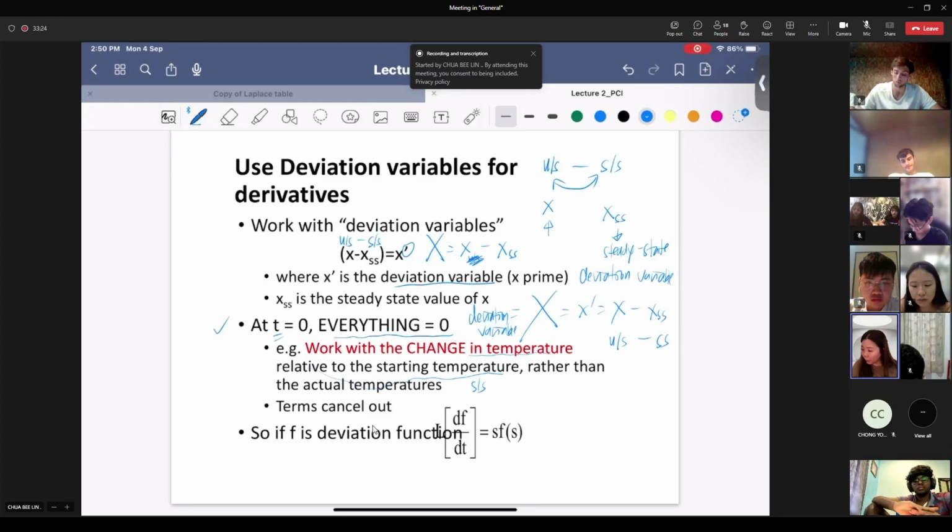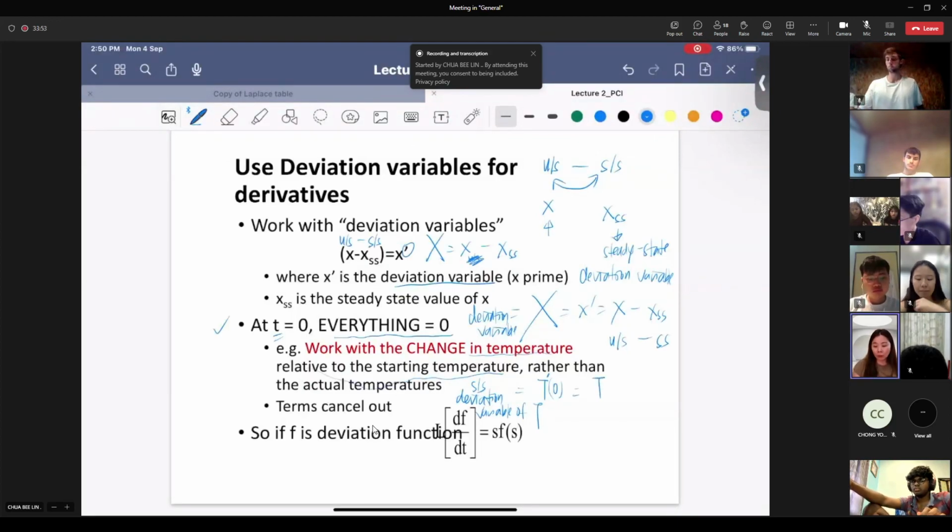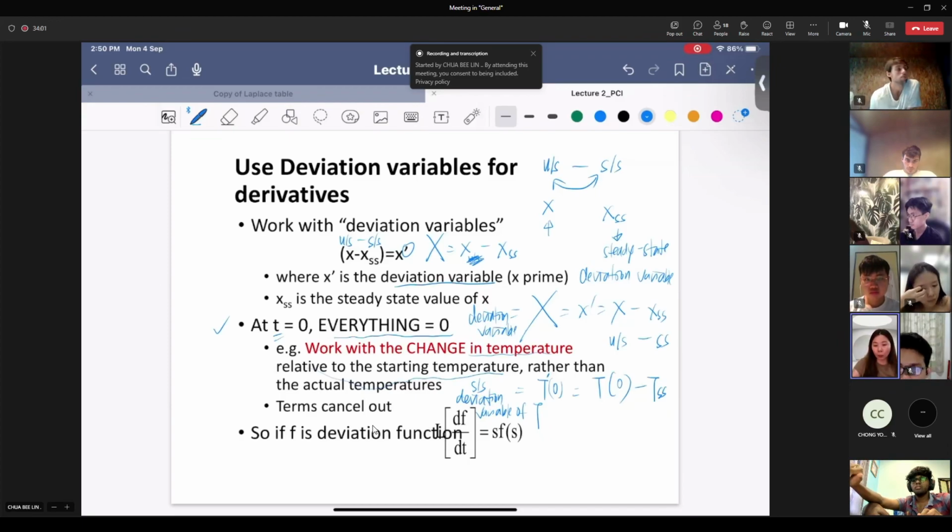So if you want to put an equation to represent this, for example, I put the parameter of time, parameter of T, temperature. Okay, so this is the T prime. Let's say I'm using T prime to indicate the deviation variable of T. So this will be using the unsteady state value of T at time equals to 0 minus the T during steady state, because following the equation, it will be unsteady state minus steady state.